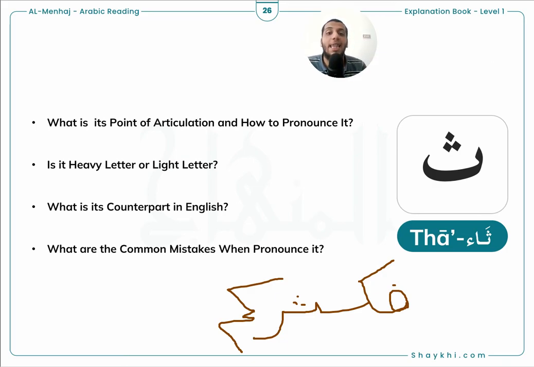pronunciation is فكثركم. Allah subhanahu wa ta'ala says in Surah Al-A'raf, واذكروا إذ كنتم قليلا فكثركم. Yes, and to pronounce this letter correctly without mistakes, it needs practicing and practicing and practicing. Practice makes perfect, as they said.